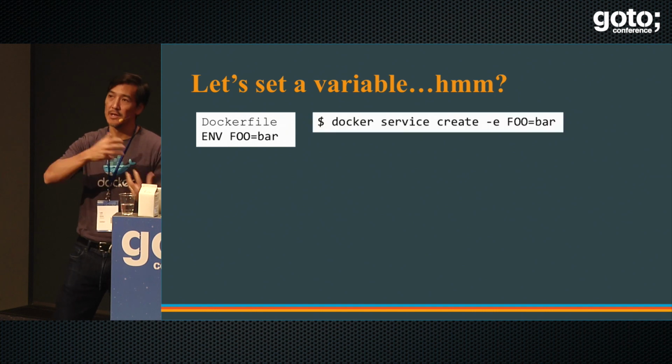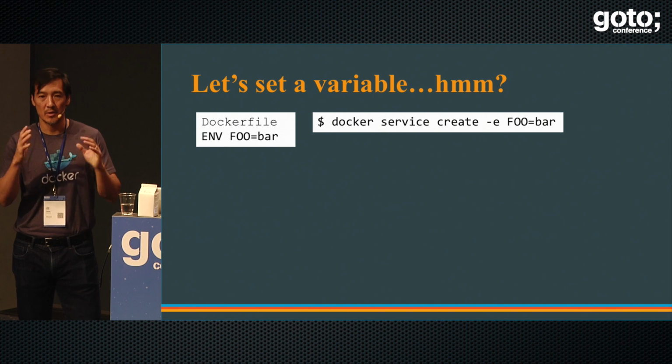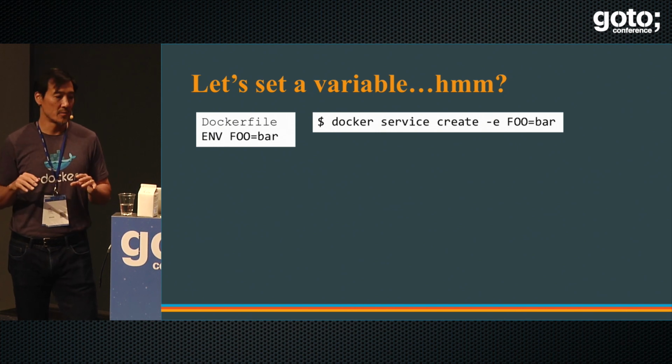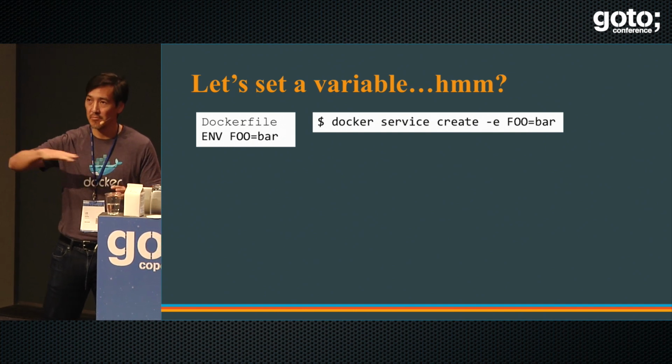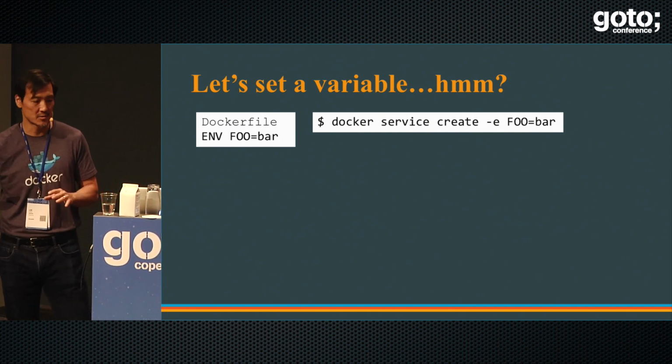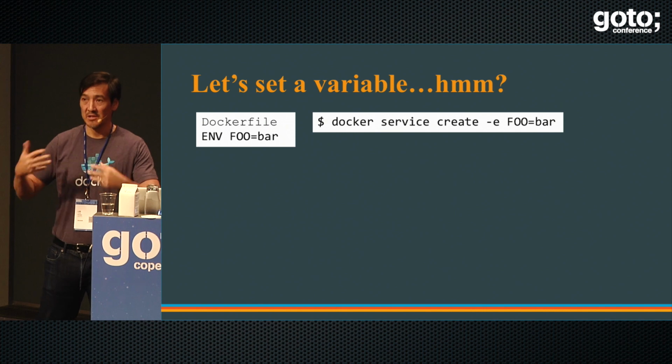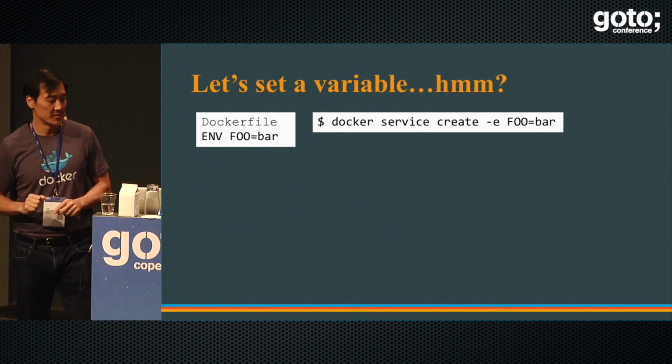But now let's say I want to pull it out. I don't want it baked in the image. So now I'm going to do it in the command line. I can do docker service create and pass in an environment variable. That's great. But now let's say I'm getting sick of typing that in every single time.